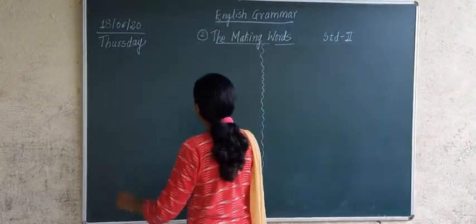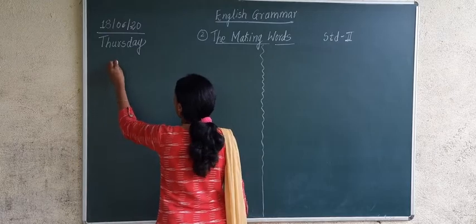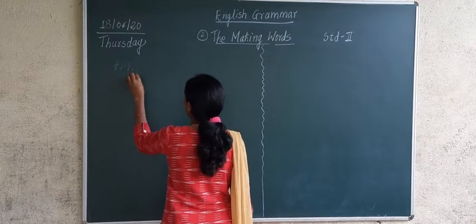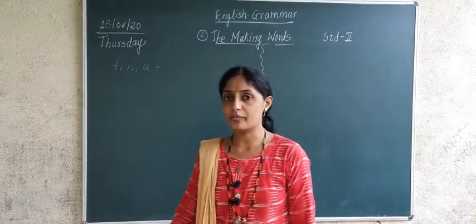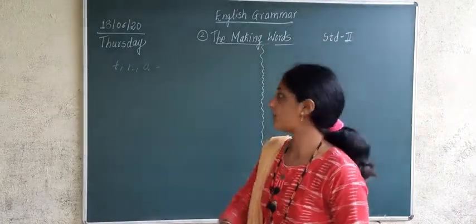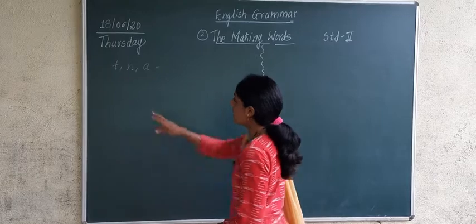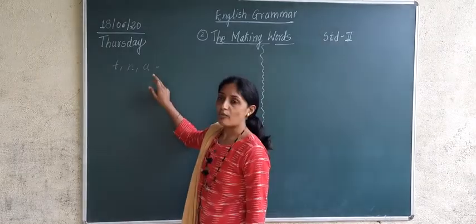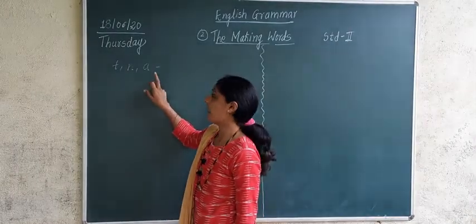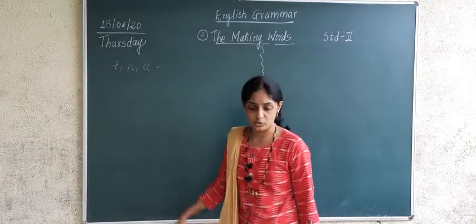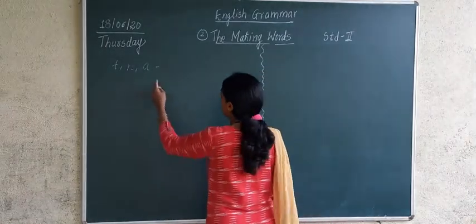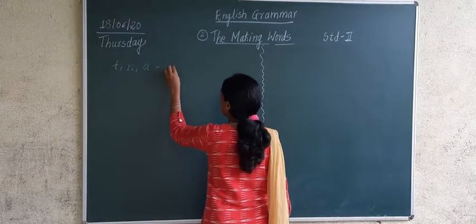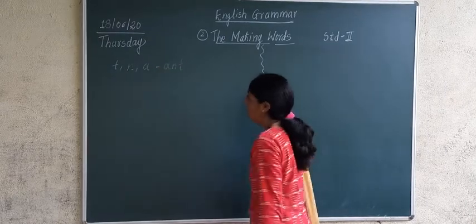Now, let us start with some examples. There are two examples given in your book. T, N, A. Now, how many letters are there in front of you? There are three letters in front of you. Which are those? T, N and A. Now, from this T, N and A, you have to make a word. Which meaningful word can we make from this? We can make a meaningful word, that is ant.